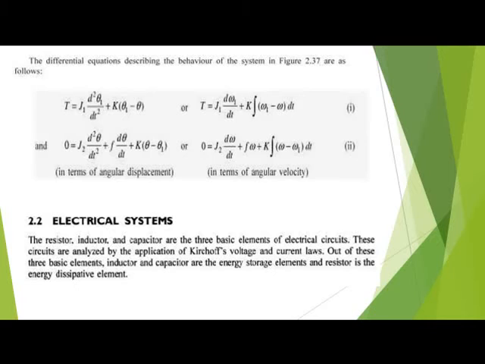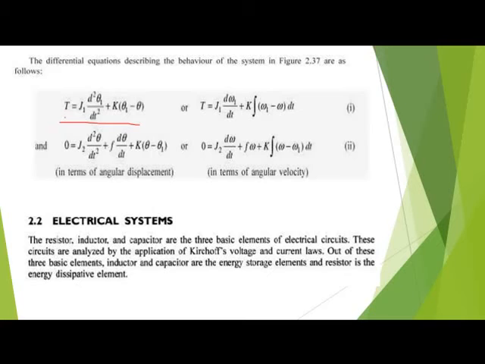Now we will write the differential equation from the mechanical system. T equals J1 into d square theta 1 by dt square plus K times theta 1 minus theta 2, from the first free body diagram. From the second free body diagram for J2, 0 equals J2 into d square theta by dt square plus F into d theta by dt plus K times theta minus theta 1, because the external torque is applied to the moment of inertia J1. This is in terms of angular displacement.